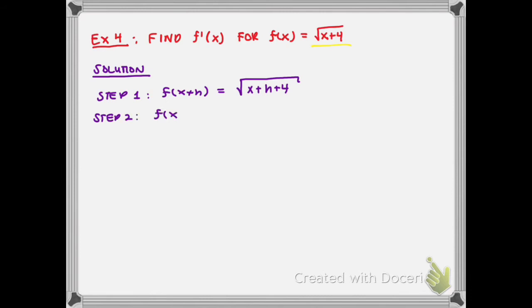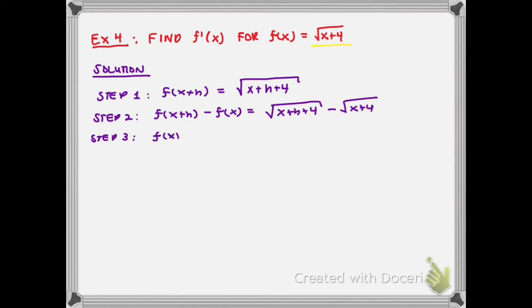Step two is to evaluate f of x plus h minus f of x. So our original function. So that'll be the square root of x plus h plus 4 minus the square root of x plus 4. And unfortunately, we are unable to bring these together. That's how we have to keep it. All right, let's move on to step three.